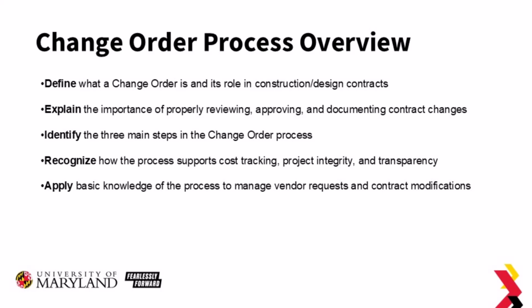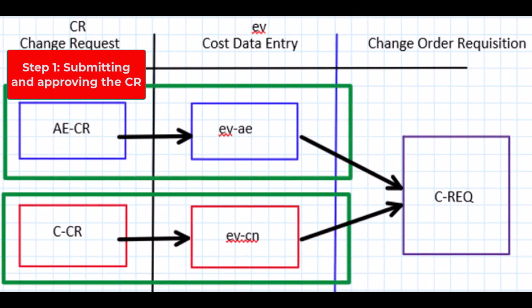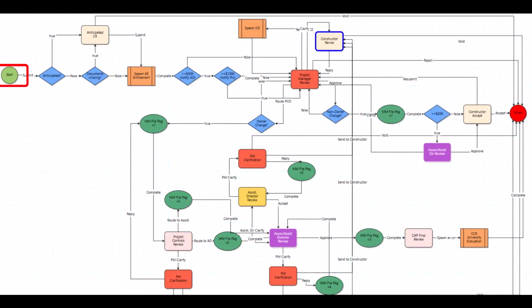Now, let's walk through the three main steps involved. Step 1. Submitting and approving the CR. The process begins when the vendor submits a change request, or CR. It's first reviewed by the project manager. Once approved, it moves up the chain to the assistant and associate directors for additional review. After final approval, it lands with project controls for data entry into the system.